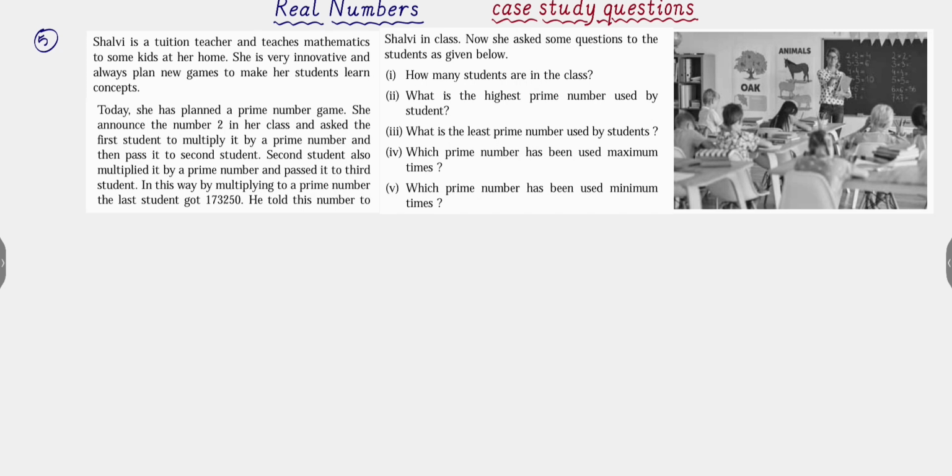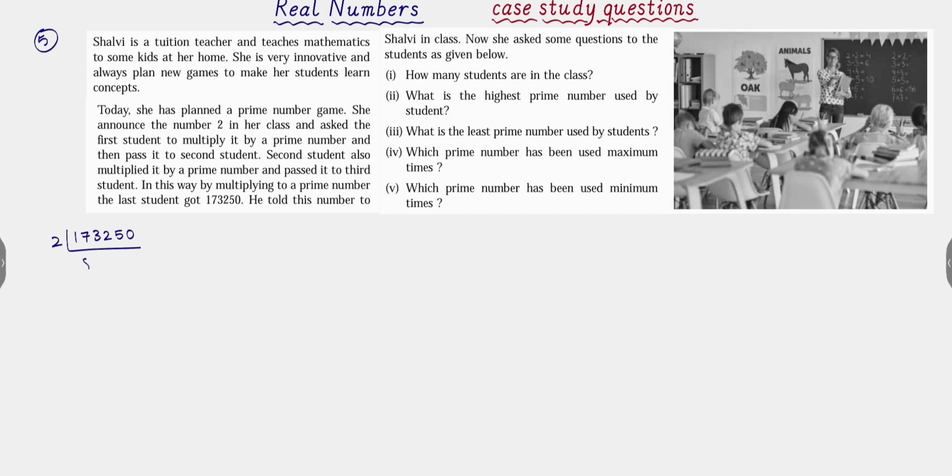First question, how many students are there in the class? To know this, you have to know how many prime factors are there in that number, because every student multiplied by a prime number. So how many prime factors are there? We have to find out. So let us find out the prime factorization of 1,73,250. Shalvi already gave 2, so let us start with 2.